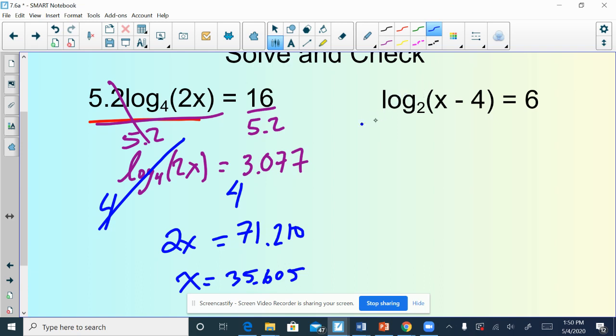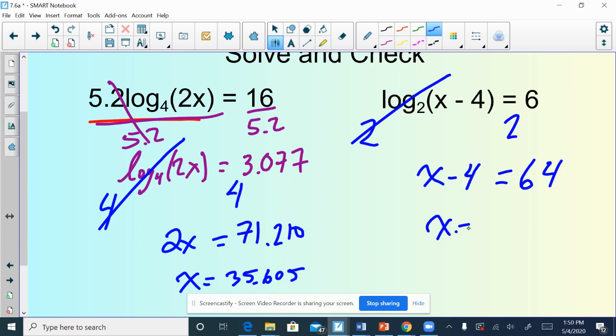Log base 2 and 2 to the power of undo each other, but if you do 2 to the power of on the left, you also have to do 2 to the power of on the right. 2 to the 6th power is 64. And 2 to the power of log base 2 cancel each other out, and you get x minus 4. Your solution, x is equal to 68.